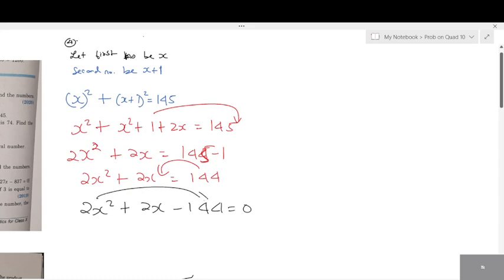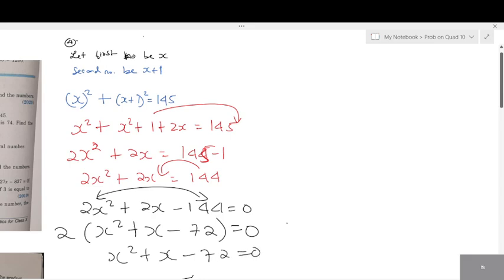You can multiply the first and last, but before that, check whether there are any common values. 2 is common here. Take 2 out: x square plus x minus 72 is equal to 0. For this, you don't need to use the formula method. You can directly factorize x square plus x minus 72. 8 nines are 72. The higher number is plus 9.